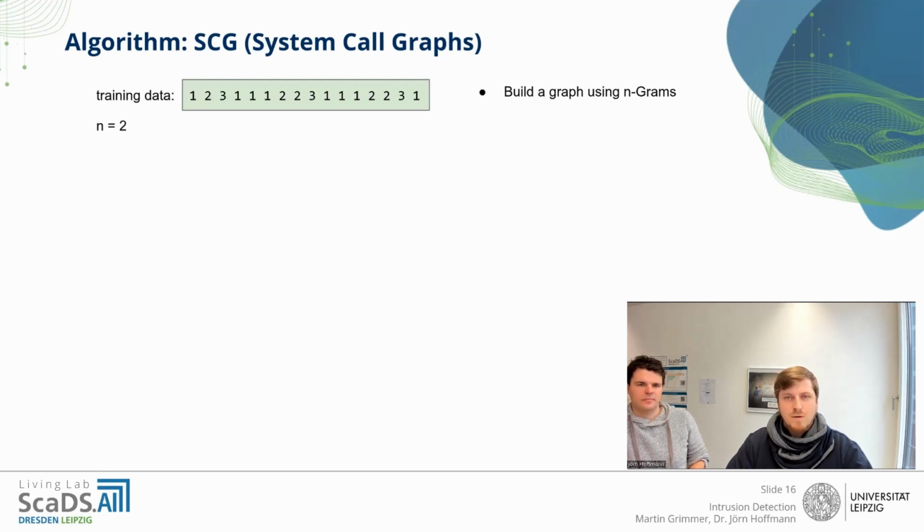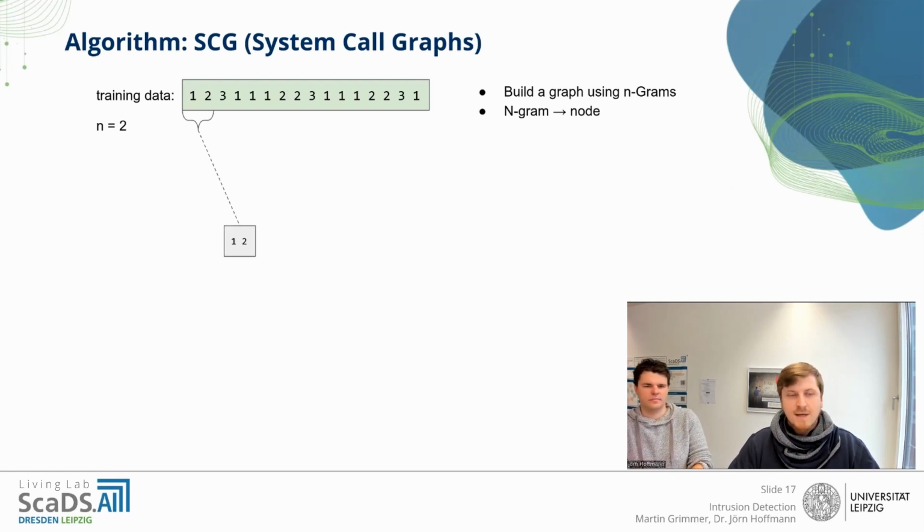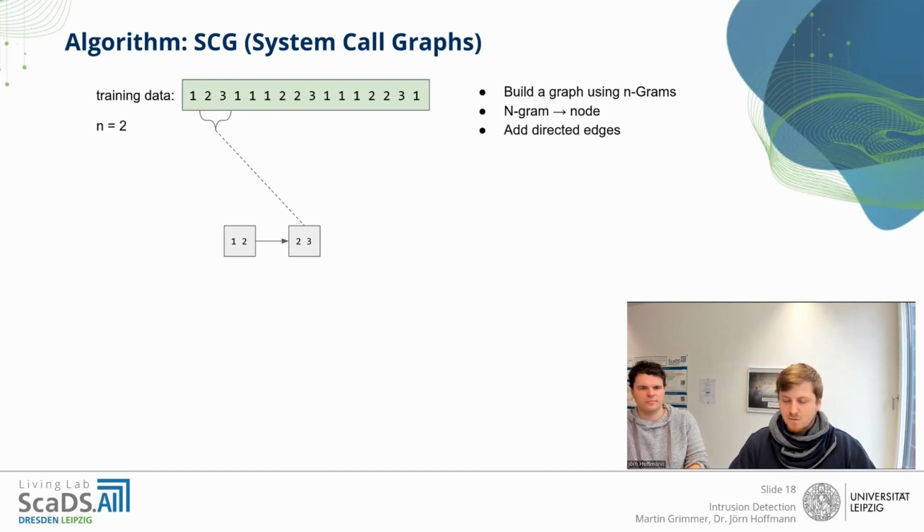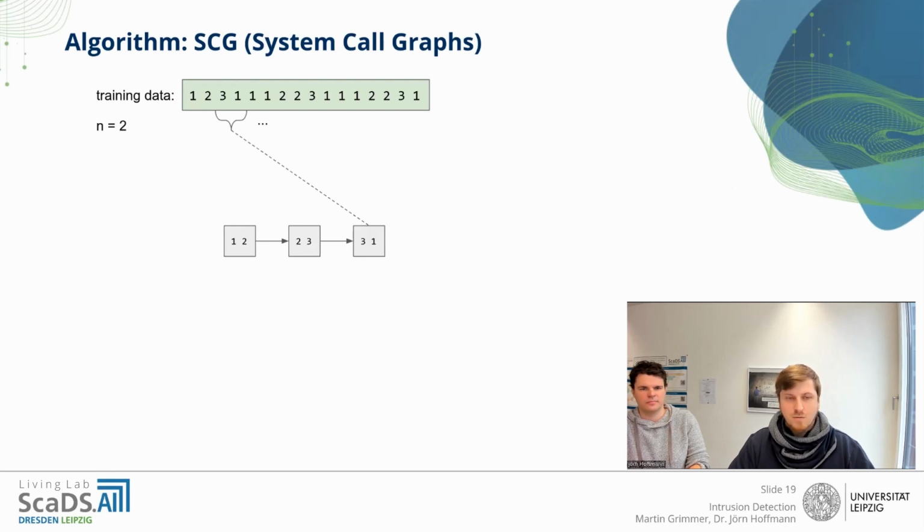So we want to build a graph from this training data. We just use the first n-gram in the sequence and create a node in the graph from it. We just call it by its n-gram, in this case 1, 2. Then we go to the next possible n-gram in the sequence. This is here the 2, 3. Build again a node from it. And in addition, we add a directed edge to the graph. And this procedure will be repeated until we are done with the whole training sequence.